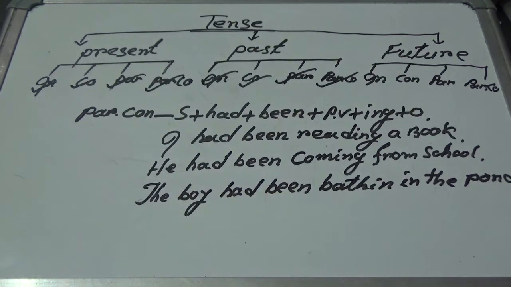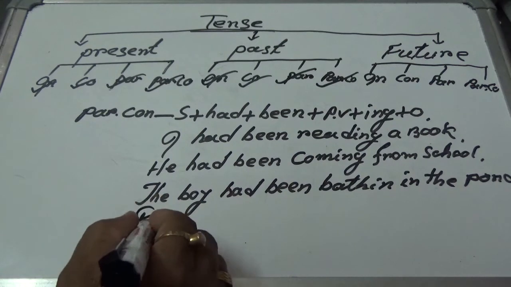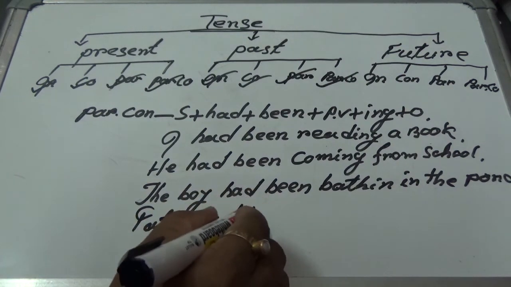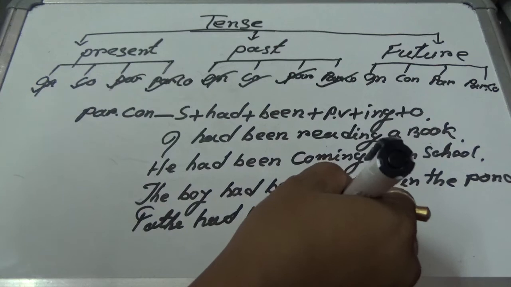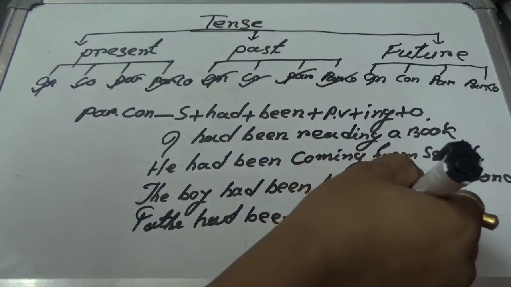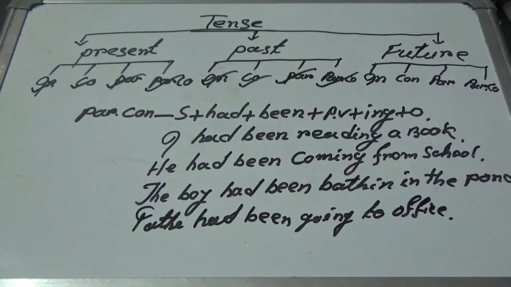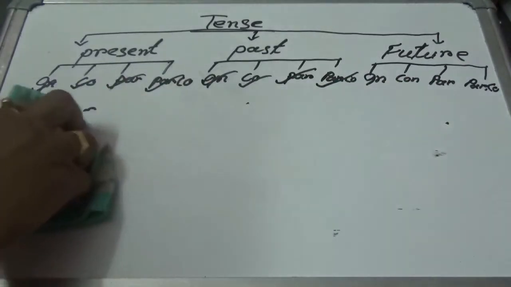Now same to same, you can make more sentences, that means unlimited sentences of your necessity. Father had been going to office, like this. S plus had plus been plus PV plus ING plus O. Now clear. Next.